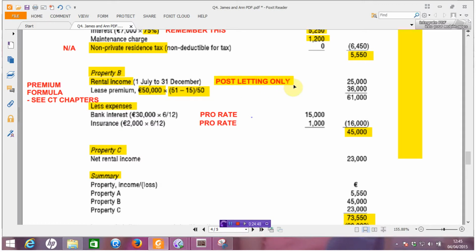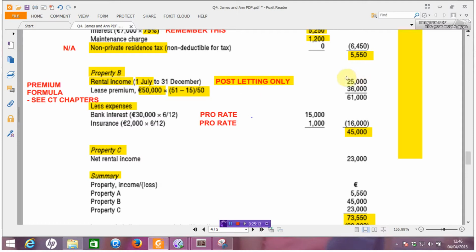Post-letting. What do we mean by that? Well, we basically mean that expenses are only deductible from the letting point onwards. And I seem to recall the letting point was there, 1st of July, even though the property had been owned for a number of years. So expenses prior to that date are irrelevant. Okay, so for the rental income purposes, reasonably straightforward.